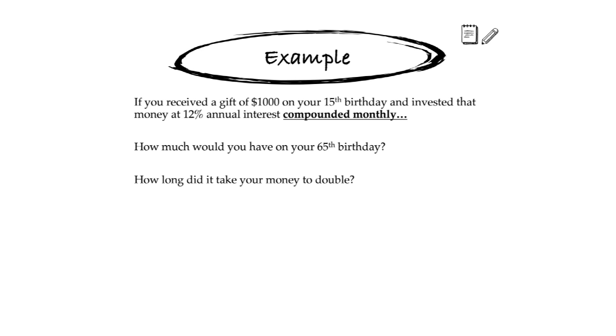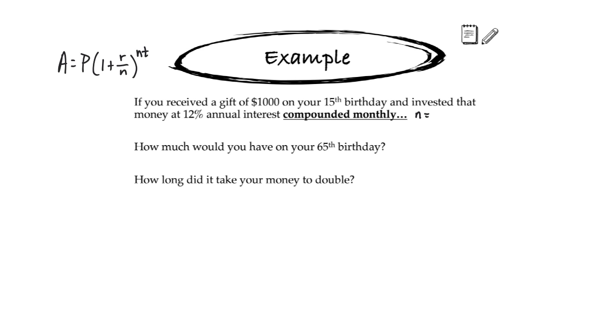Essentially the same question. You received a gift of $1,000 on your 15th birthday. You invested at 12% annual interest, but now that interest is compounded monthly. That means every month you're going to collect the interest that you're due. So again, we'd like to use this formula A equals P times (1 plus R over N) to the NT, but this time we have interest compounded monthly. Let's take a look at how that affects the answer.